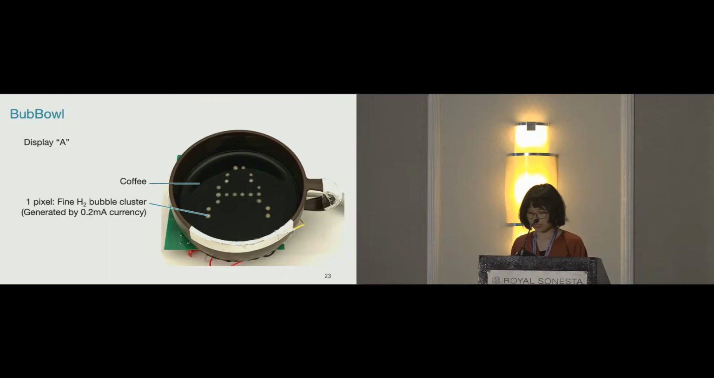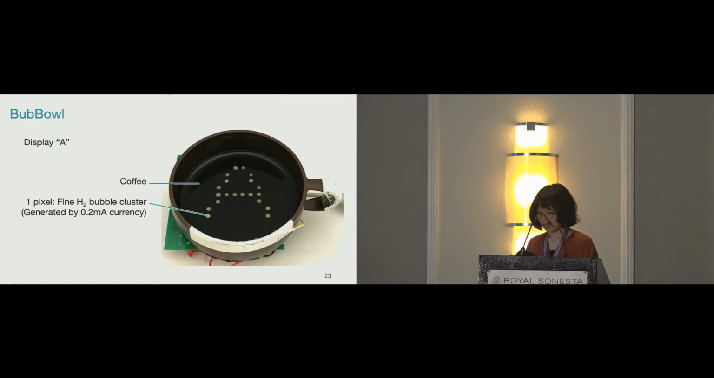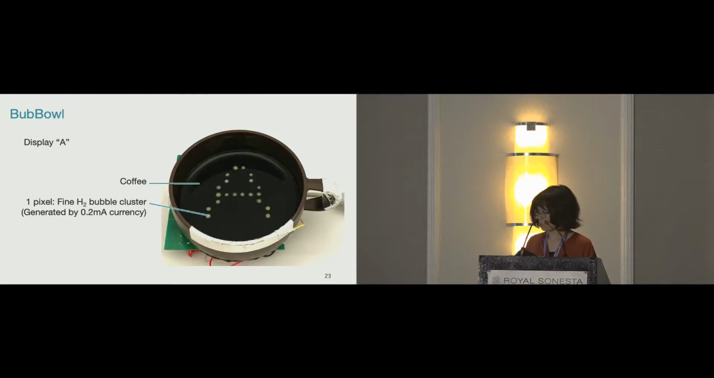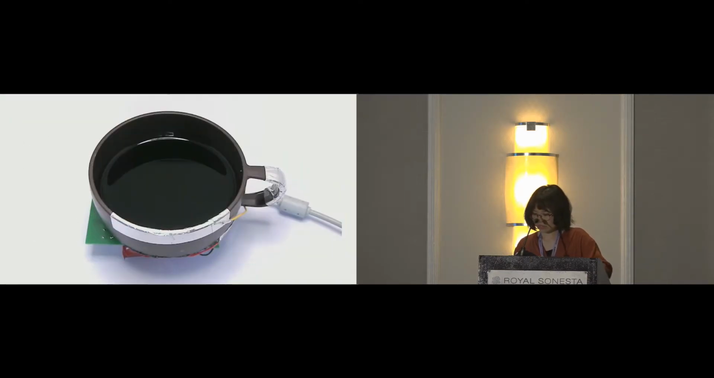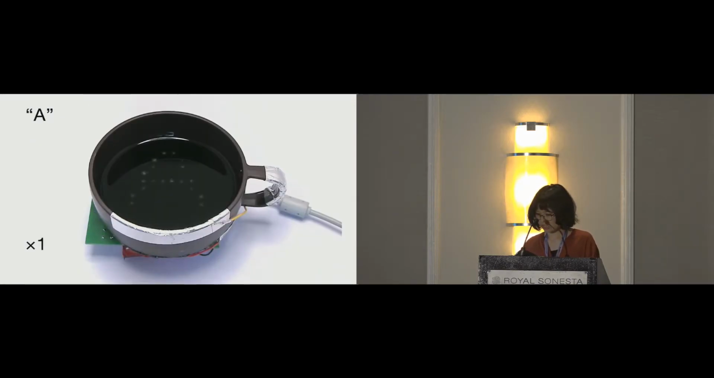I will explain the proposed method. In this picture, a dot character A is displayed on the liquid surface in the cup. The liquid in the cup is coffee. The 5 dots that form a dot character are clusters of hydrogen bubbles. We use each cluster as 1 pixel. I will show you how it works. Nothing is displayed at first, but a character A gradually floats on the surface of the coffee. And leave it for a while. Bubbles disappear naturally. And this time, character B emerges.